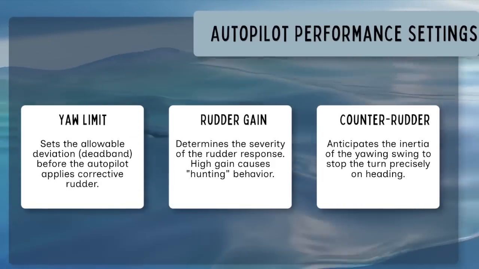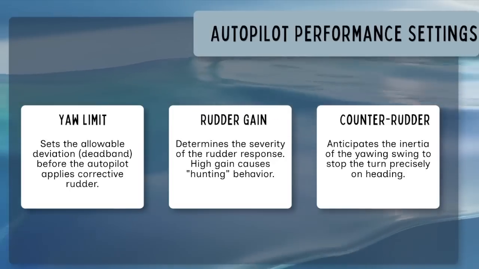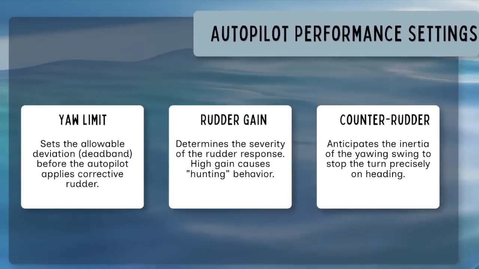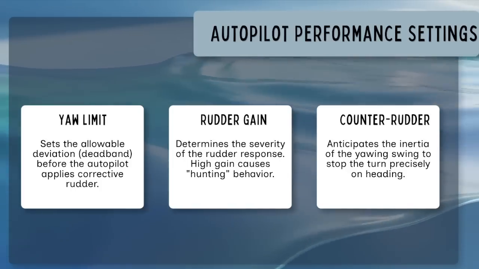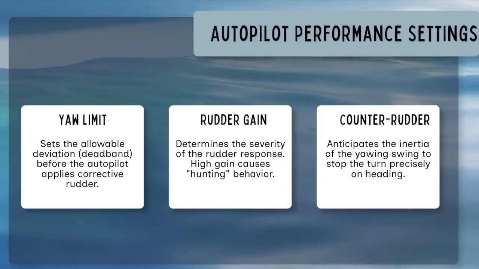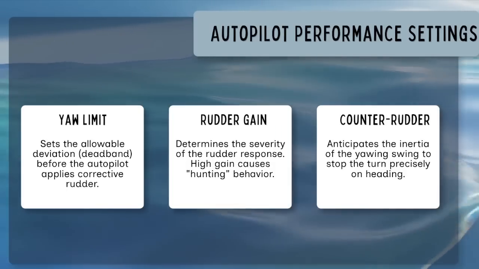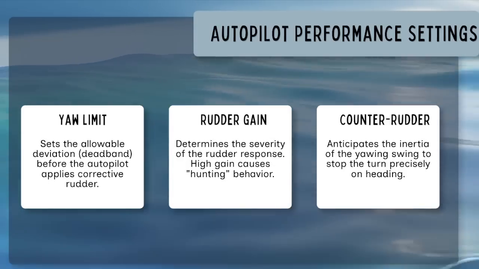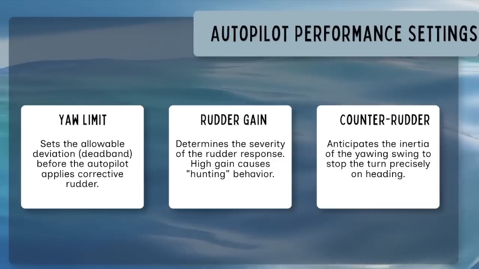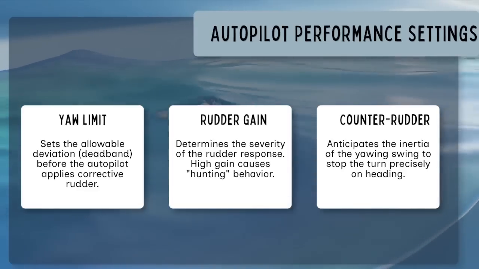So the autopilot performance settings. We have here the yaw limit. It sets the allowable deviation before the autopilot applies a corrective rudder. We have the rudder gain, which determines the severity of the rudder response. High gain causes a hunting behavior. And then we have the counter rudder, which anticipates the inertia of the yawing swing to stop the turn precisely on heading.